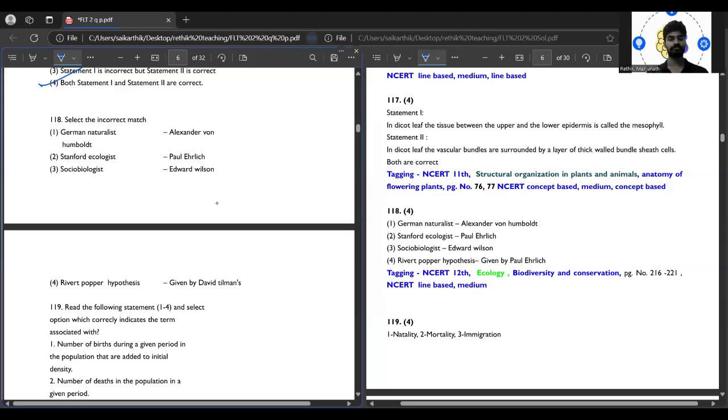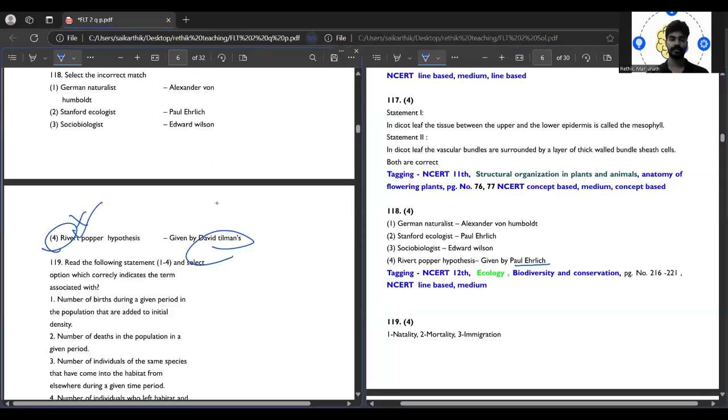Then the rivet popper hypothesis is actually given by David Tilman, not Paul Ehrlich. So option 4 is incorrect. So this is the correct answer.